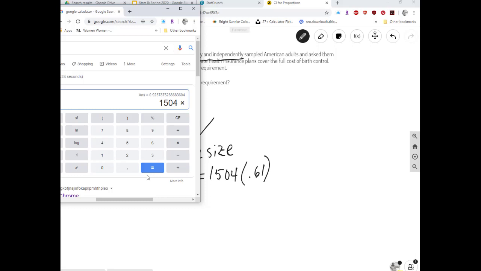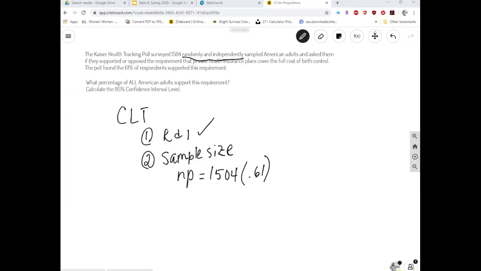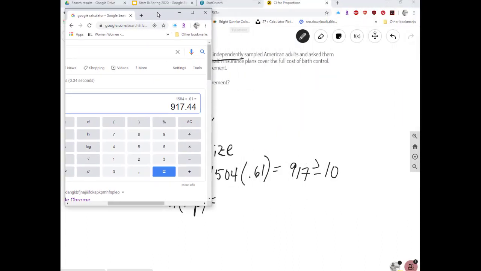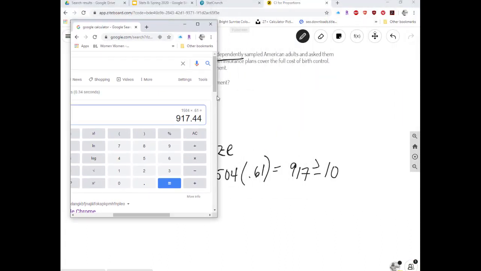So I've got 1504 multiplied by 0.61 equals 917.44. Since these are people, I'm just going to round it up to 917. So is 917 greater than or equal to 10? Yes. And the other way that I can do this is multiply this out, but remember, I can also just subtract that from the poll.